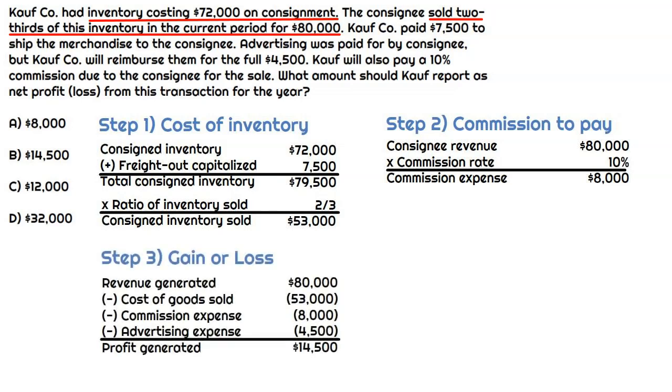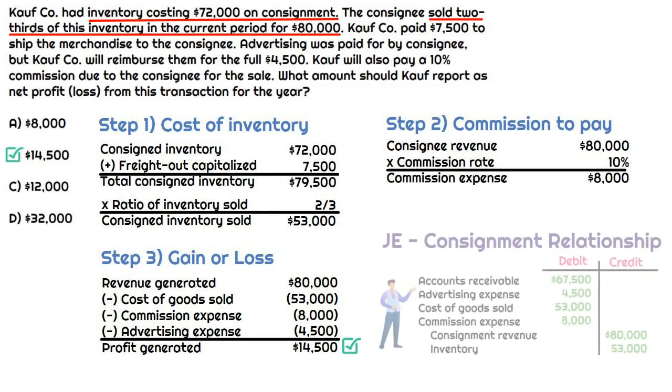So now in step 3, we can calculate the gain or loss on this consignment relationship, right? So the revenue generated was $80,000. The cost of goods sold for the inventory that was sold, which was only 2/3 of it, was $53,000. Commission expense was $8,000, and then they reimbursed them for advertising expenses of $4,500, right? So that tells us the profit generated is $14,500, right? Now that's what the question is asking for, so that's going to be the correct answer.